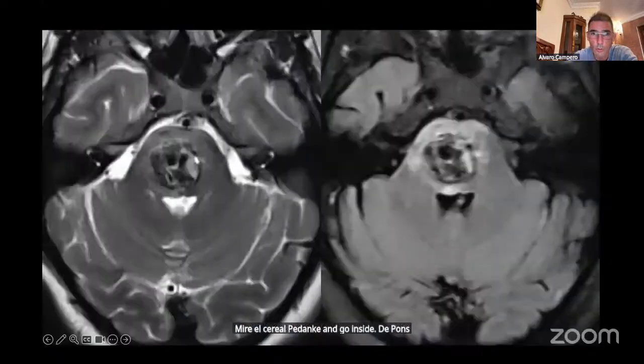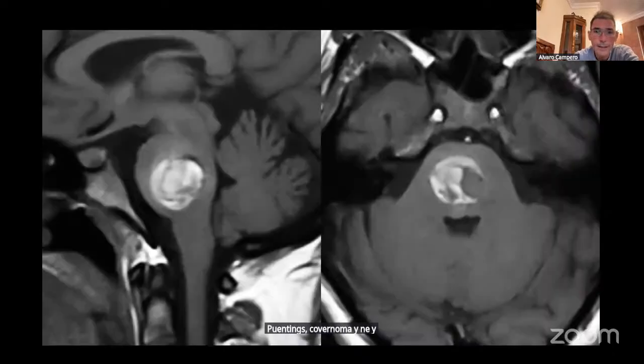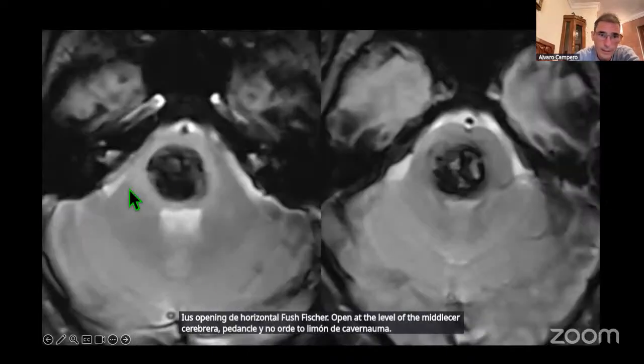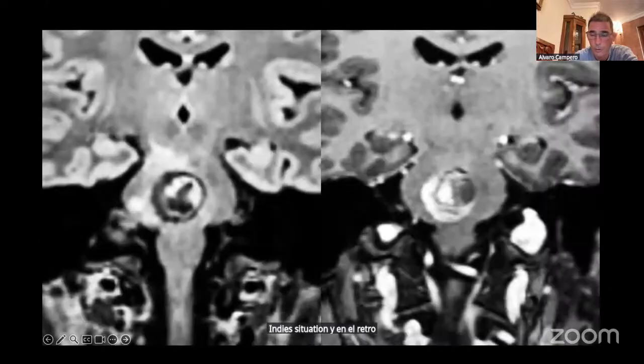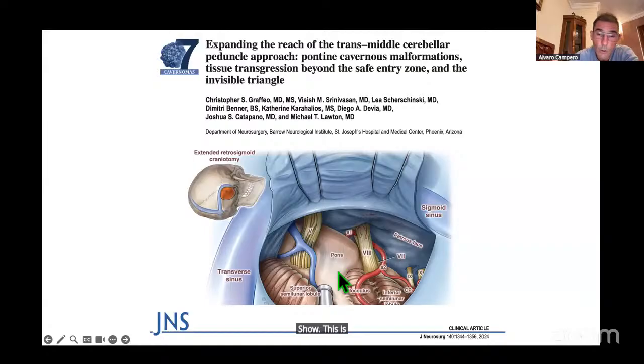And I would like to show this case, a pontine cavernoma in a young lady with bleeding. So in this case, we opened the horizontal fissure at the level of the middle cerebellar peduncle in order to remove the cavernoma. In this situation, in a retrosigmoid approach, we can see the different views. So this is a good publication about this approach.